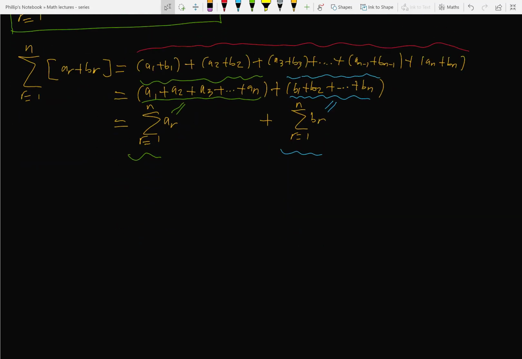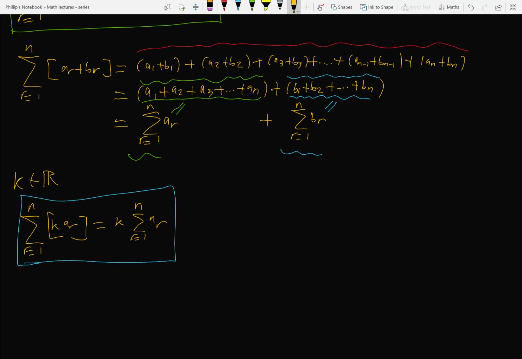Last but not least, we're going to show the scalar multiplication rule. If we take a number k, any real number k in R, then what I'm going to say is that the sum from r equals 1 to n of k times a_r is going to be equal to k times the sum from r equals 1 to n of a_r, and that's what we need to show, that's what we need to prove. So we need to prove this.